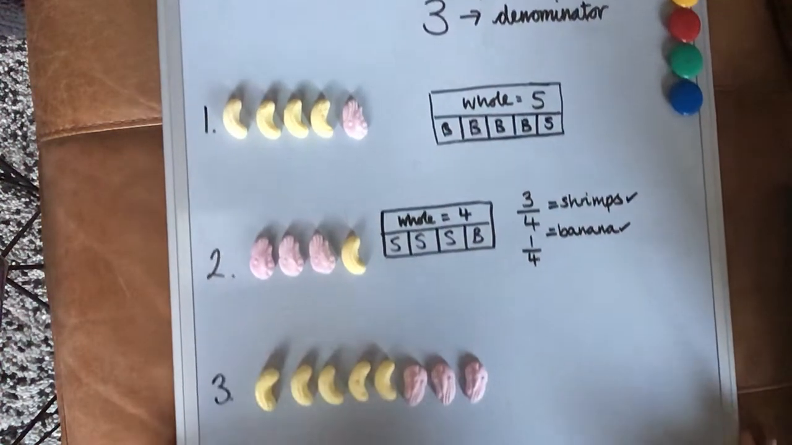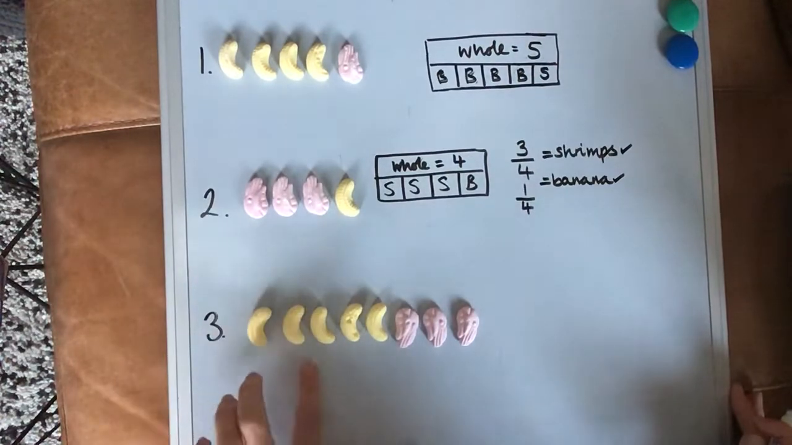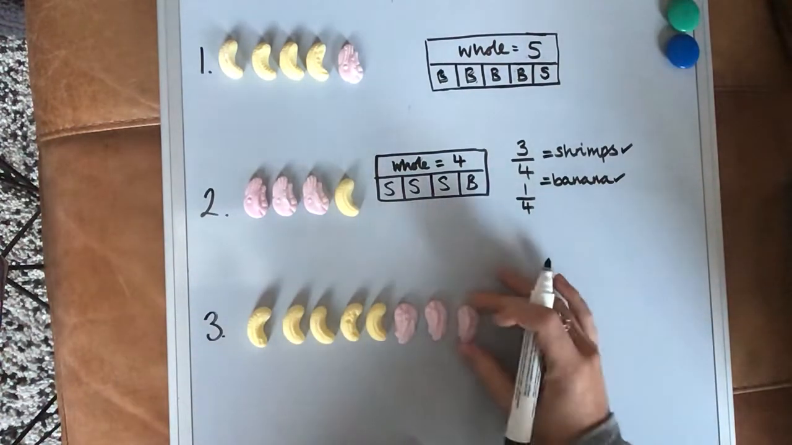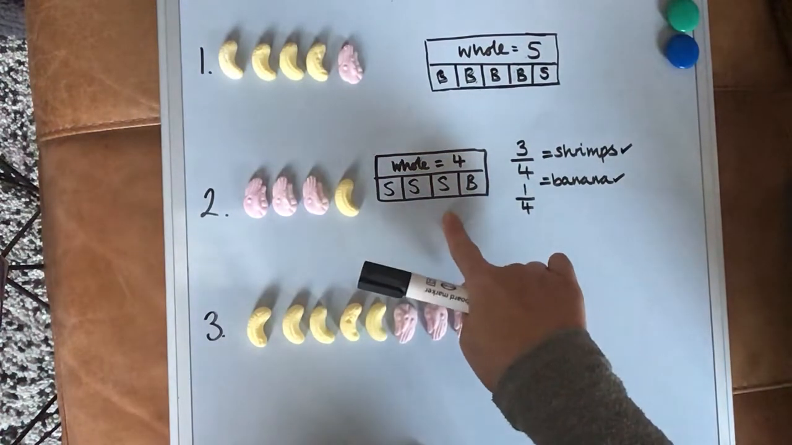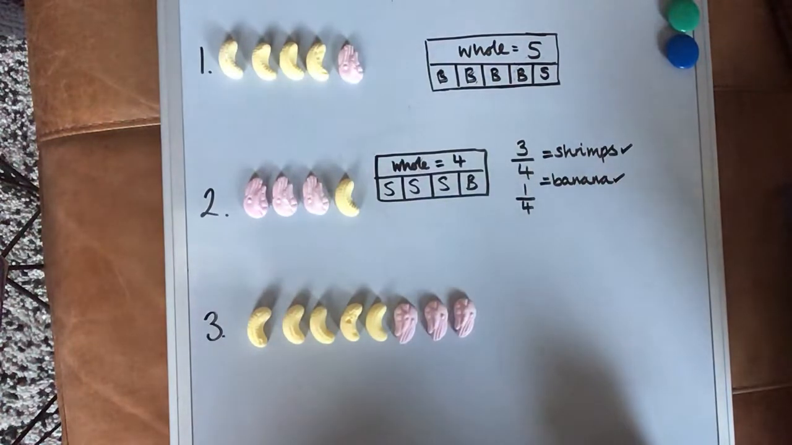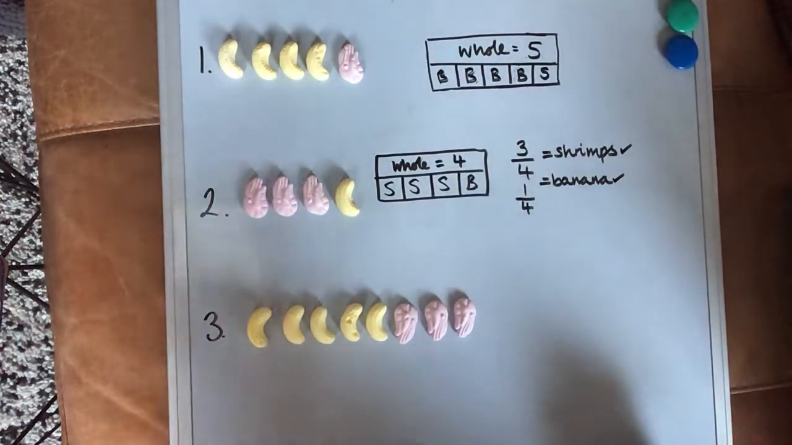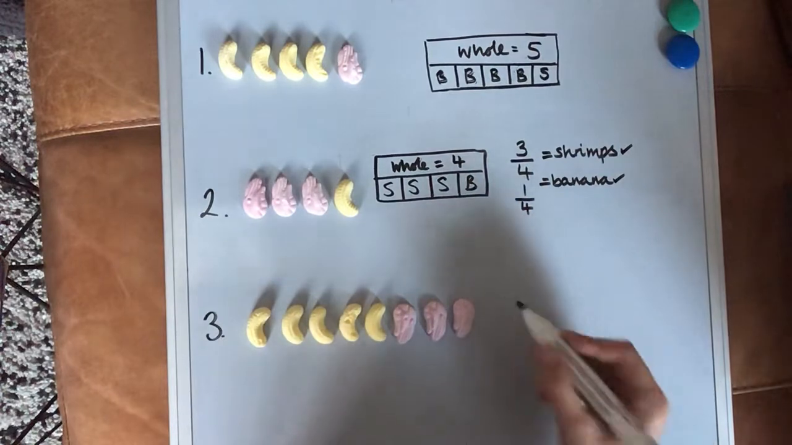Okay, let's look at number 3. Here we go. Same again. It's a bit more tricky now. I'm going to go 3, 2, 1, pause, and I want you to pause the video and have a go at drawing out your bar model and the fractions that match. 3, 2, 1, pause. Brilliant. Hope you had a go.